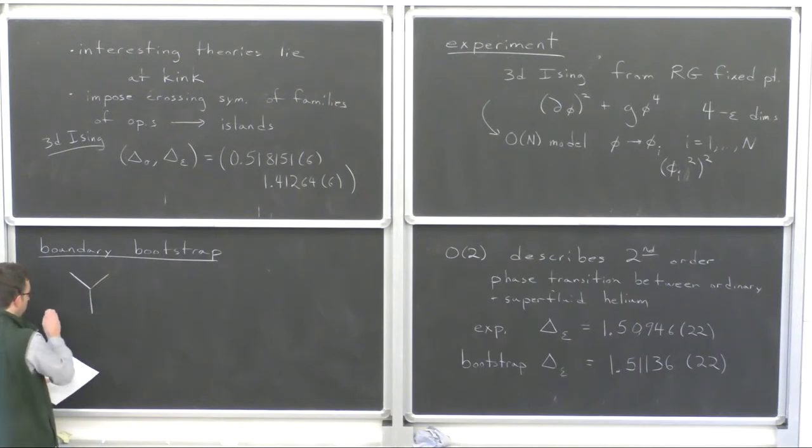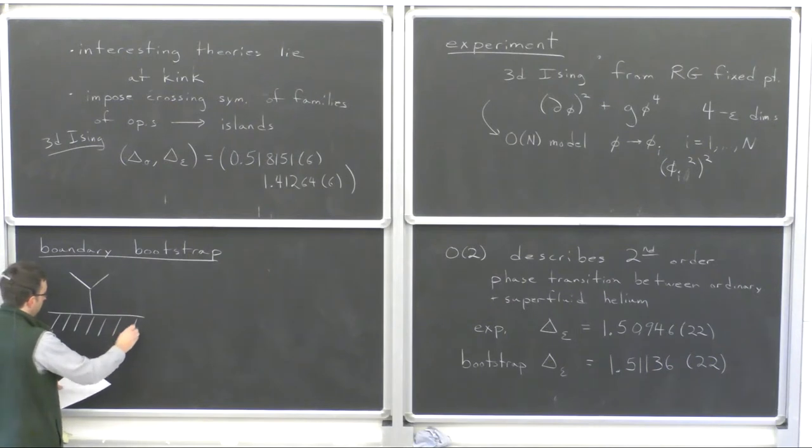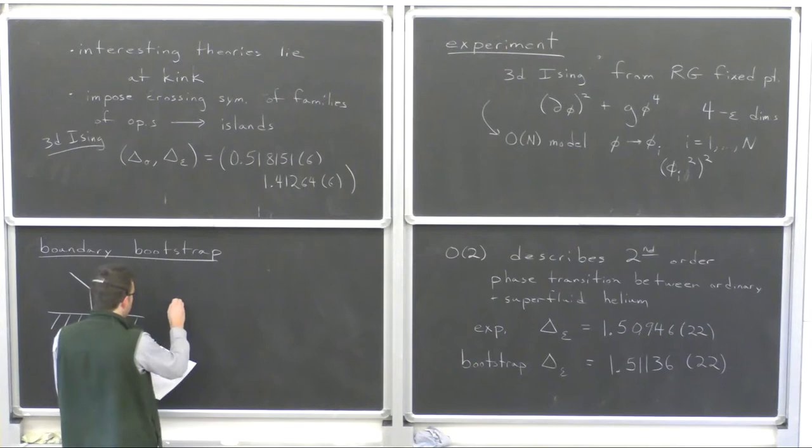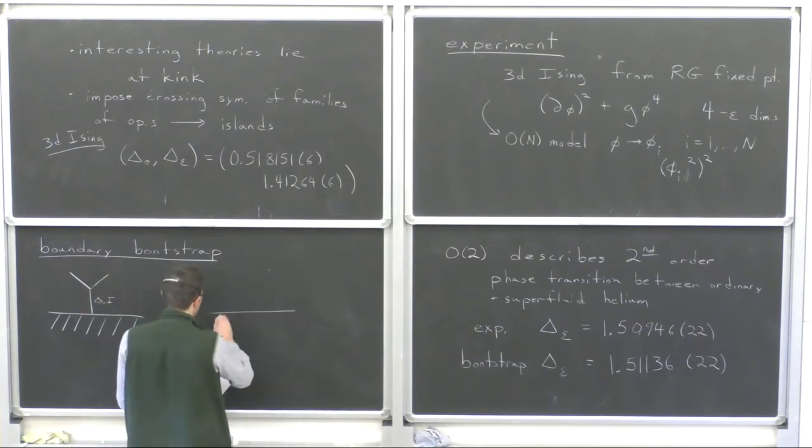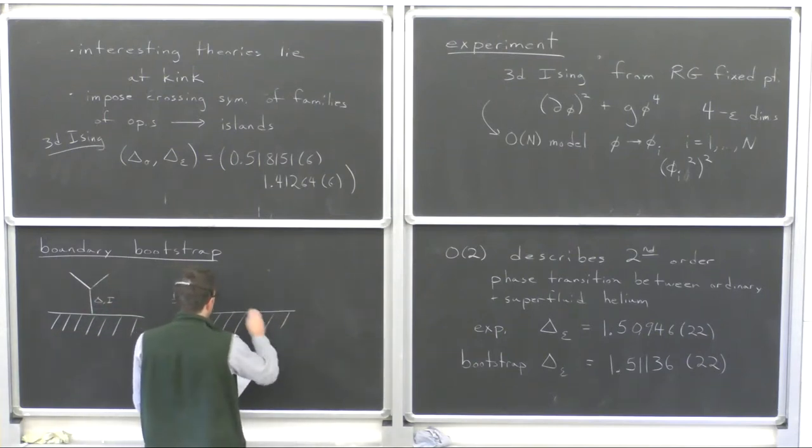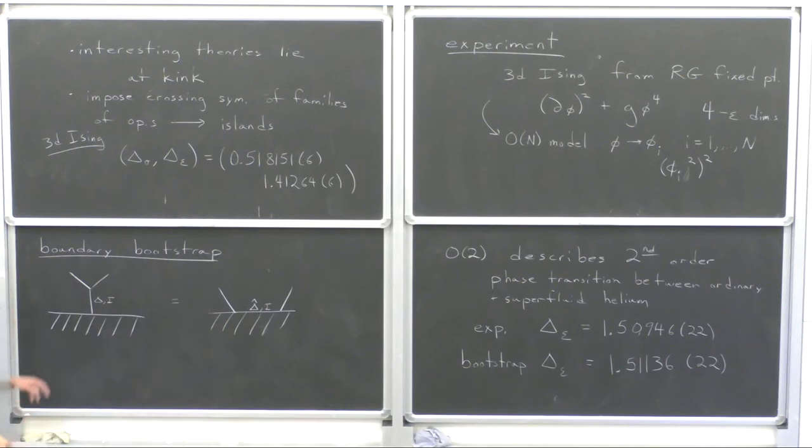So in the boundary bootstrap, or boundary crossing constraints, you have some boundary, and I have these two different ways of constructing a two-point function. Because in the boundary case, two-point functions are like four-point functions. I can either bring my operators close to the boundary and sum over some boundary operators, or I can bring them close to each other and sum over some bulk data.